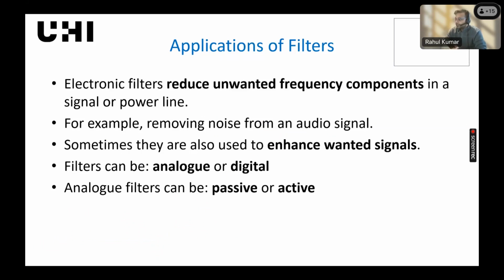Now, electronic filters remove frequency components in a signal that we don't want. So basically, they remove noise. For example, we might want to remove noise from audio signals like music signals, or speech signals in a phone. Also, the power lines which carry electrical power also need filters to remove unwanted signals.